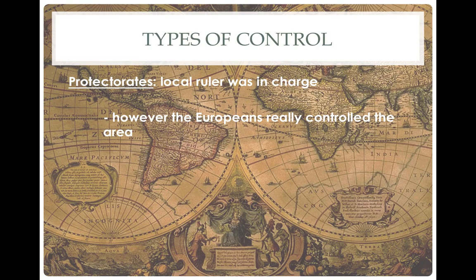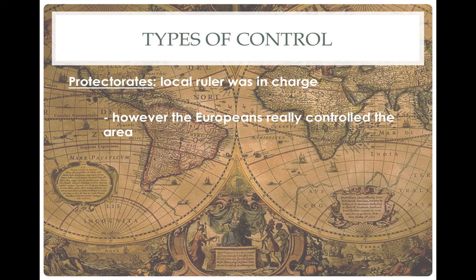So what happens here is essentially the local ruler is in charge. I like to use the example of America and Cuba way back when. Way back when, America helped Cuba get their independence from Spain. Then Cuba became a protectorate of America. Essentially, there were people in Cuba, Cubans, that were in charge of the government. However, they had to listen to the United States on foreign policy and things like that. And then we would protect Cuba from foreign invaders or anything like that.